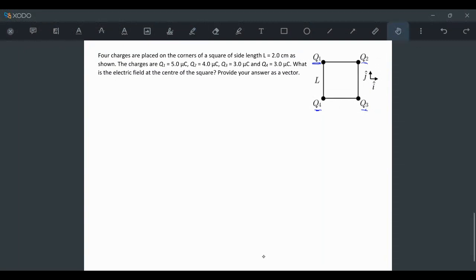The side length of the square is L, and that ends up being 2 centimeters. I think I'm going to leave the actual values for you guys. We'll just find an answer in variables. You guys can do the calculator work if you want.